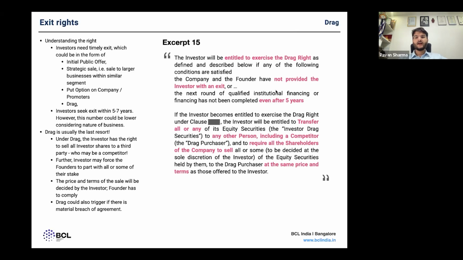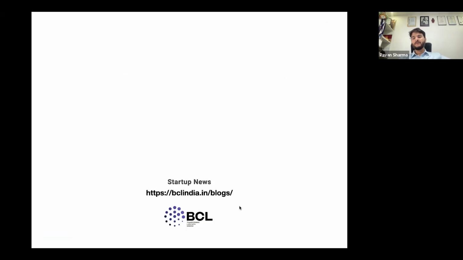So you'd see that even after 5 years, if the investor is not provided an exit, then the investor will have the right to transfer the securities to any other person, including a competitor. So it is important that when you raise money from investors, you understand that they also have the power to sell the company to your competitors if you do not give them an exit.